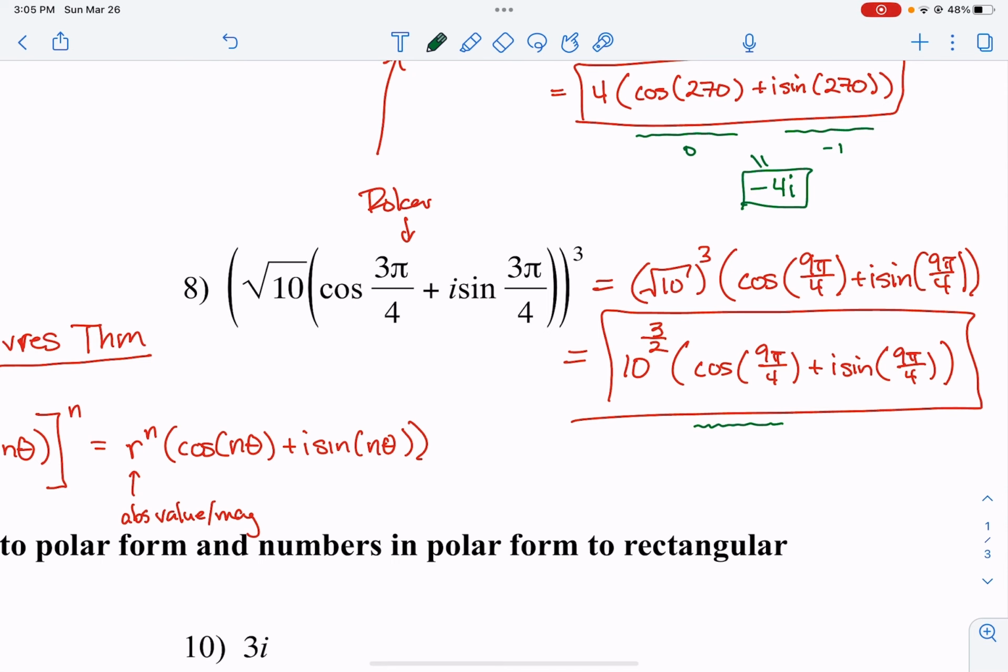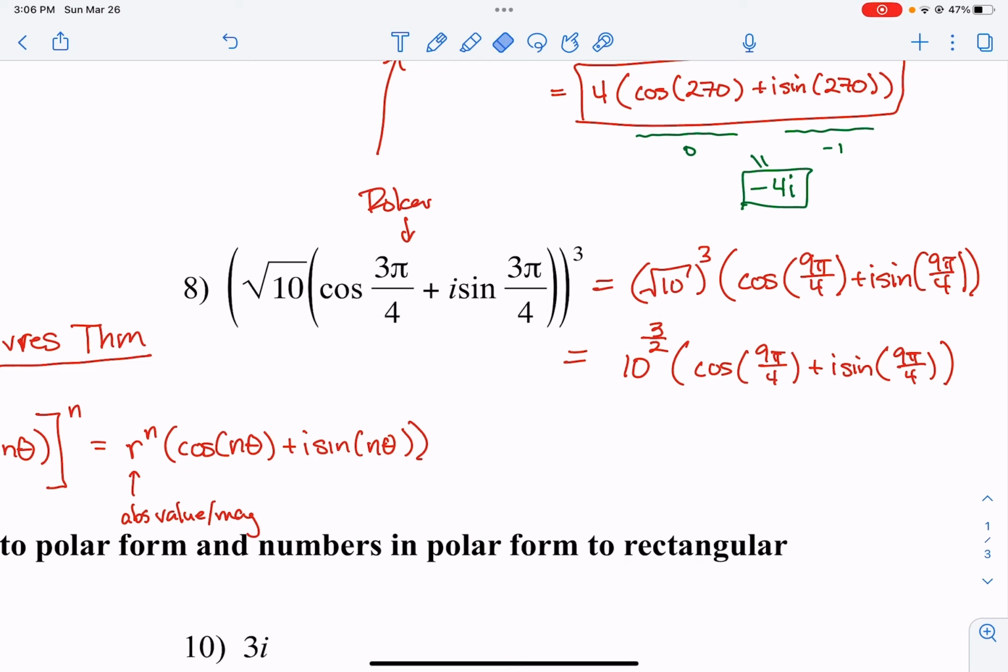Cosine of 9 pi over 4 is going to be... I should have subtracted 2 pi from these angles before. Yeah, we weren't quite done with this one, were we? I should have done that. 9 pi over 4 is bigger than 2 pi. 9 pi over 4 is the same thing as just pi over 4. So we should have changed those. It's my bad.